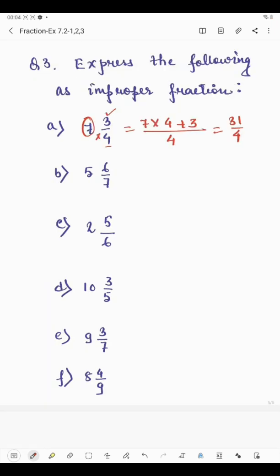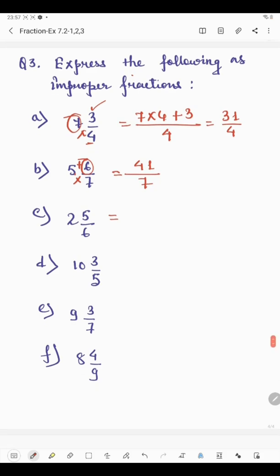Now in the next part we have 5 6 by 7. When you convert this into an improper fraction, the whole number, which is 5 here, is to be multiplied by the denominator, which is 7. So it's 5 multiplied by 7 and the result is to be added with the numerator, which is 6 here, divided by the denominator, which is 7. 7 will remain the same. So 5 7s are 35. 35 plus 6 is 41. So 41 by 7. So if you convert 5 6 by 7 to an improper fraction, it will become 41 by 7. Okay.